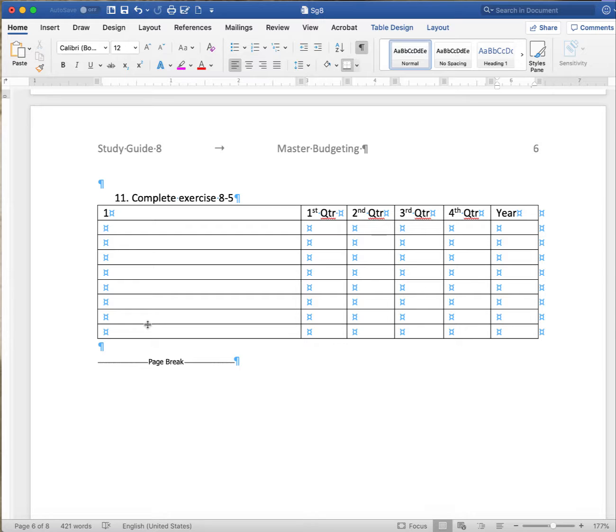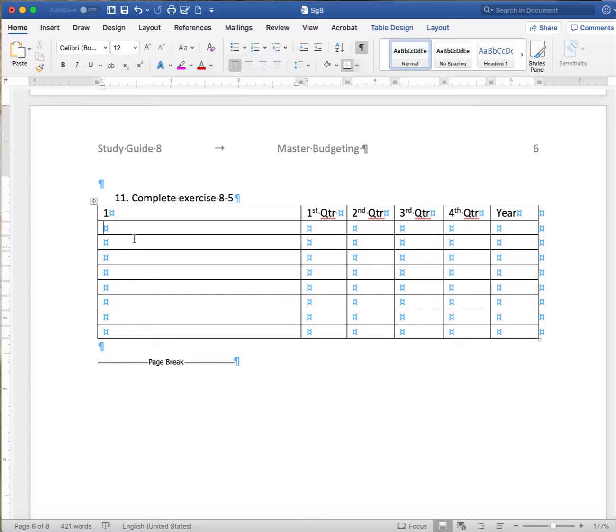Before we jump into it, remember, in order to do this manufacturing overhead budget, we have to do the direct labor budget. Why? Because our manufacturing overhead is based on direct labor hours. Makes sense? So let's just start with the formula.